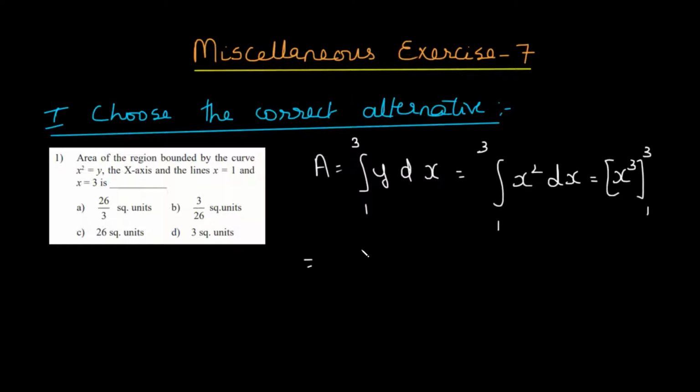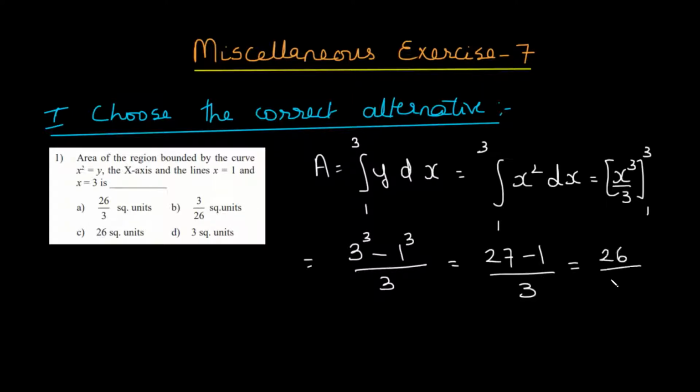So we apply the limit of integration. So we get 3 cube minus 1 cube upon 3, x cube upon 3. Over here the answer is x cube upon 3. So 3 cube minus 1 cube upon 3, which is 27 minus 1 upon 3, which is 26 upon 3. So from here A becomes the correct answer. So our answer over here is A. Now going on to the next question.